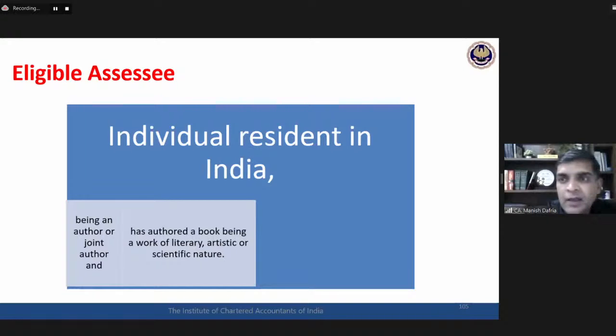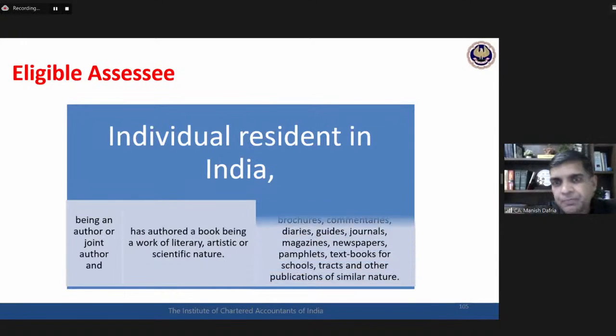So CA Manish Dafaria has written a book on taxation. If I plan to write a book on taxation and I might feel that I will get an exemption under 80QQB, unfortunately, income tax is neither literature nor art, nor a science. So I won't be getting a deduction. So the book must be in the nature of literature, art, or scientific nature.